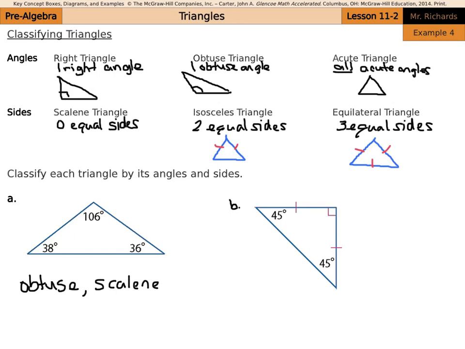What about B? Do I have any right angles? Yes. So this is going to be a right triangle. What about sides? Well, I have two equal sides, which means it is an isosceles. It's a right isosceles triangle.